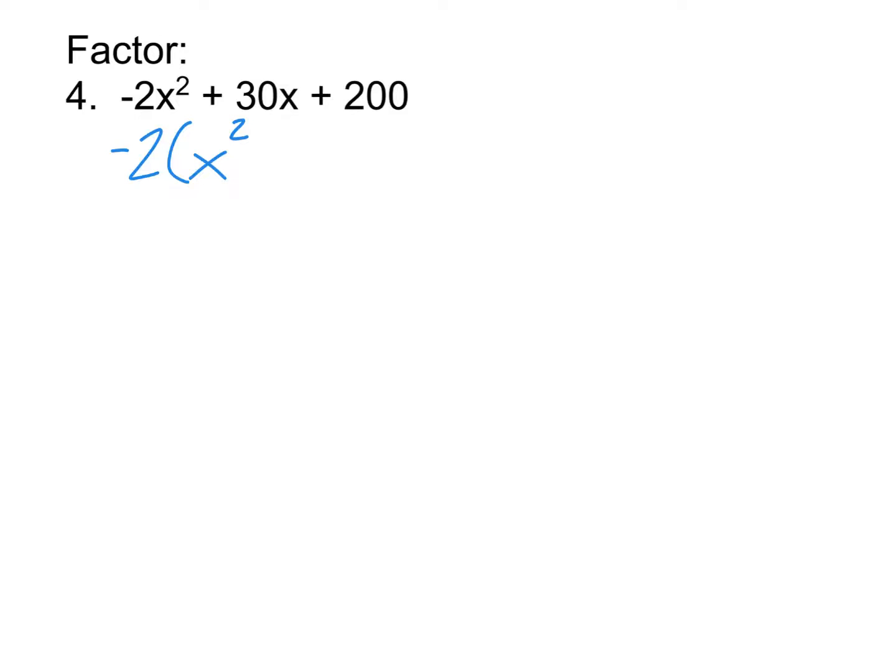Then, if I'm going to divide 30x by negative 2, though, that means it's going to become a negative 15x. So our plus becomes a minus here. Same thing happens with the 200. Our plus 200 becomes a minus 100.